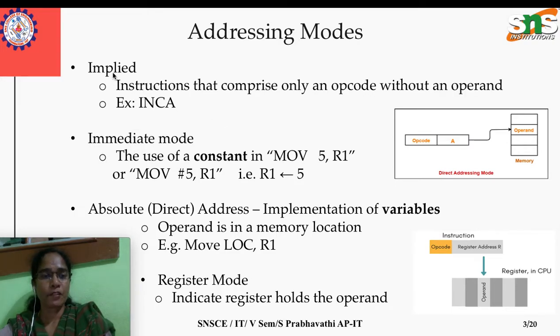The first one is implied. Implied means the instruction will have only the opcode; the instruction won't have any operands. Here is an example, INCA, that is nothing but increment accumulator. There is an inbuilt register, implicitly mentioned: the accumulator, which we have discussed earlier. It implicitly says we need to increment the accumulator value by 1. That is said to be the implicit addressing mode. Only the opcode is there, and its operand value will be incremented.